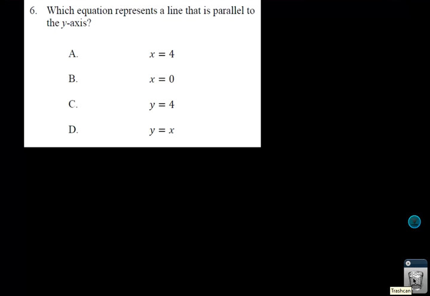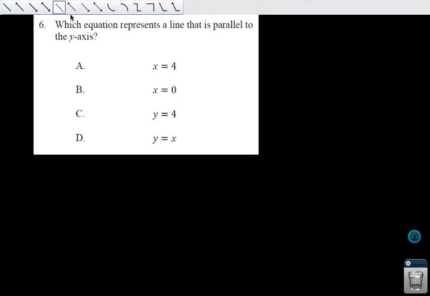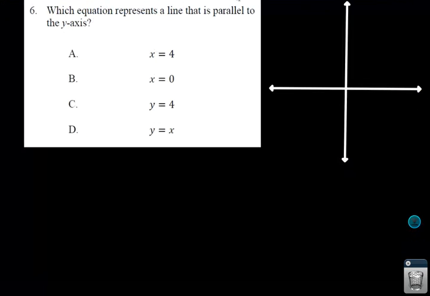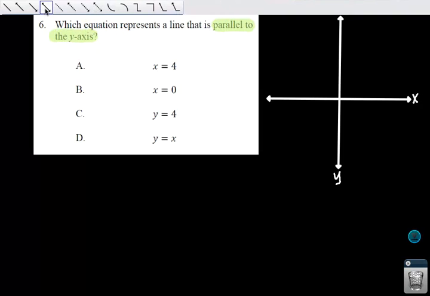Number 6 says, which equation represents a line that is parallel to the y-axis? The first thing I'm going to do is put a couple of axes down. This one is our x-axis, and this one's our y-axis. So if the question asks for an equation that represents a line parallel to the y-axis, we are looking for a line that is vertical.